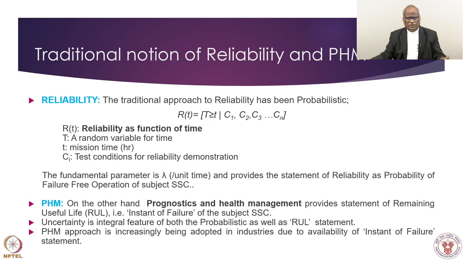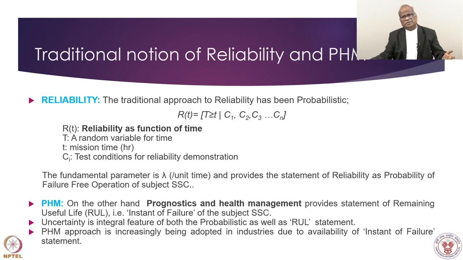Okay. So, this is the definition of traditional reliability approach. Reliability is failure-free operation of a component for a given mission, with given conditions. So, here we have R as reliability, a function of time, and the capital T is a random variable, small t is the mission time that we are trying to say whether the component is reliable, how many times it has failed, and then C1, C2, C3 are the applied conditions.